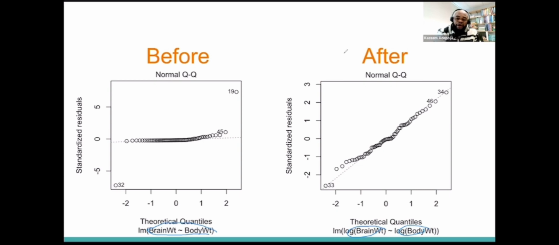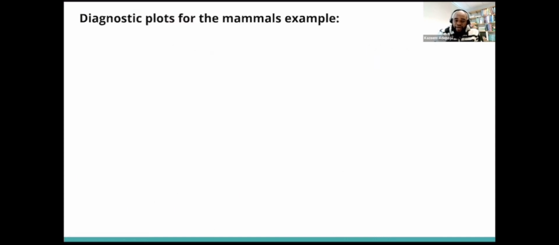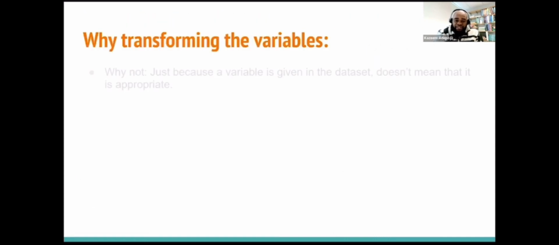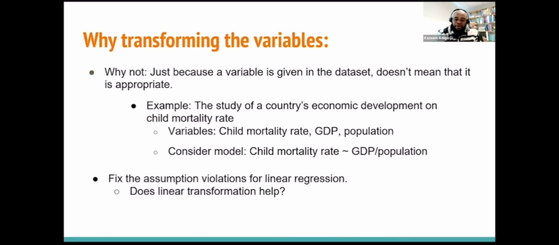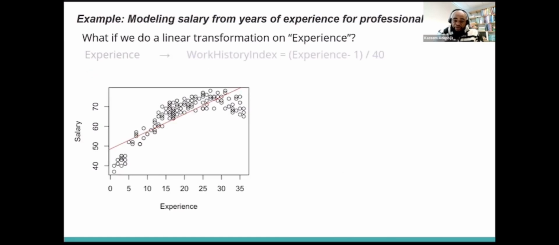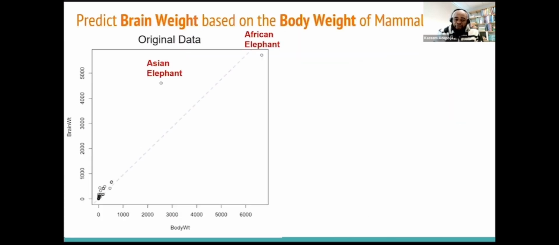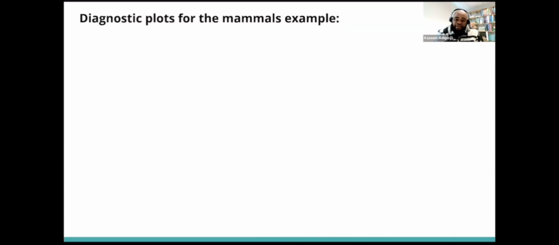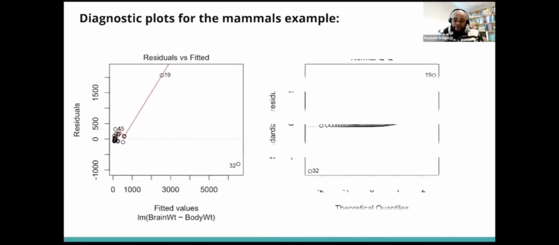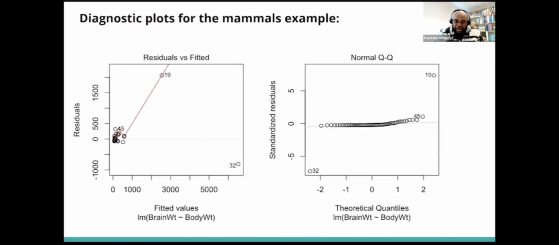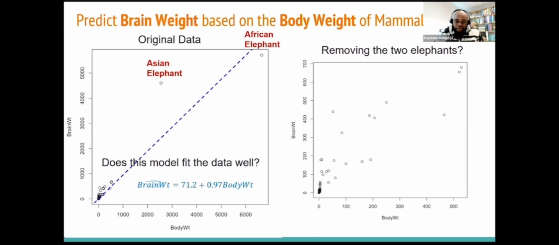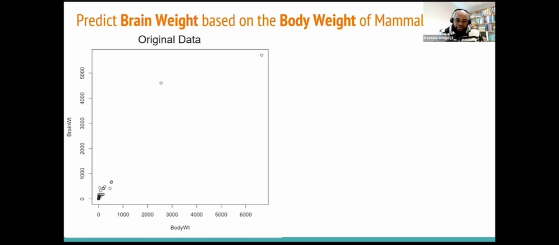So we've actually investigated whether the linearity assumption holds, and we've also investigated the normality assumption. So I'm going to go back again. Give me 1 second, let me see.